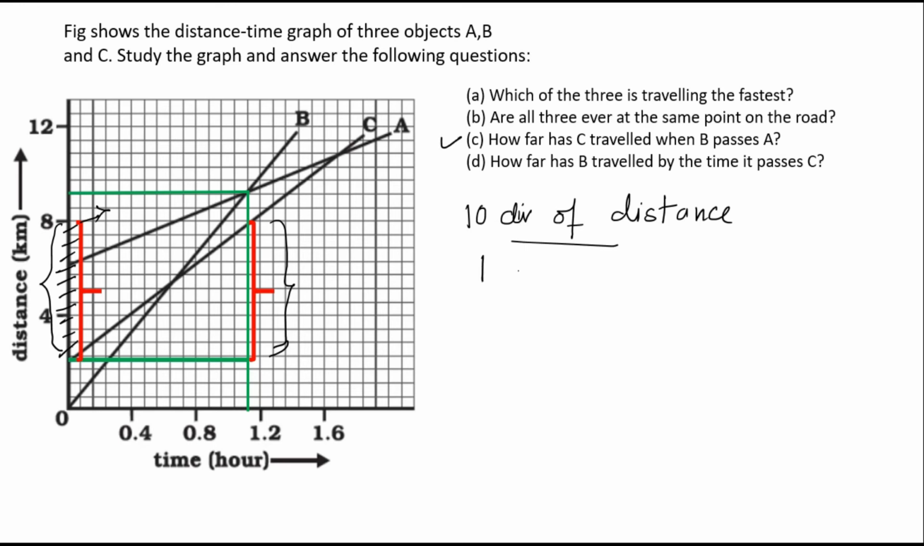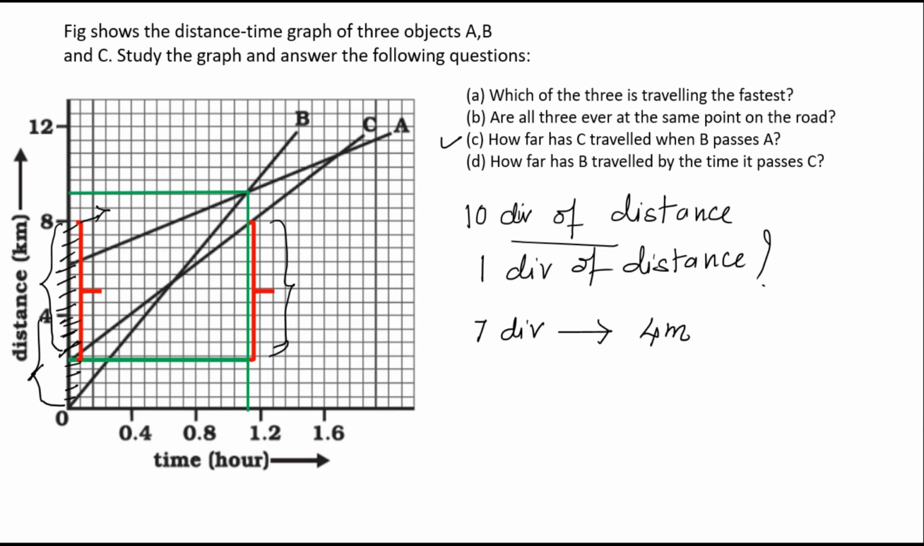Now, what do you mean by one division of distance? How to calculate? Very simple. Look at any range of distance on the y-axis. Suppose from here to here, how many divisions are there? If you count 1, 2, 3, 4, 5, 6, 7. So 7 divisions give how much distance? 4 meters. Right? 7 divisions give 4 meters. That means each division is how much distance here? So 1 division is 4 by 7 meter. If 1 division is 4 by 7 meter, 10 divisions is equal to 10 into 4 by 7.